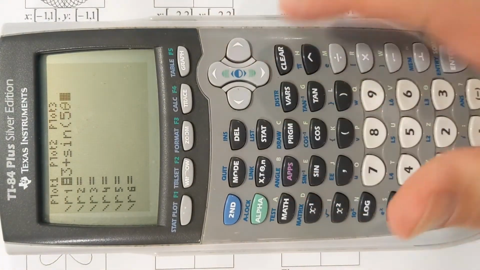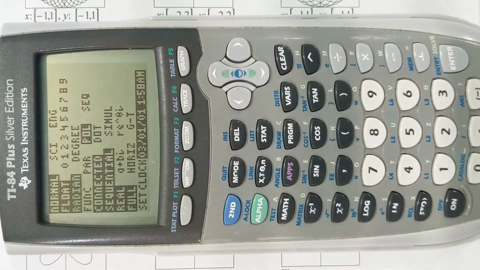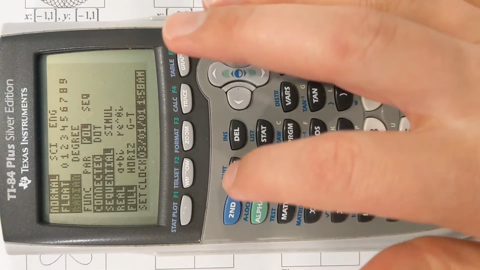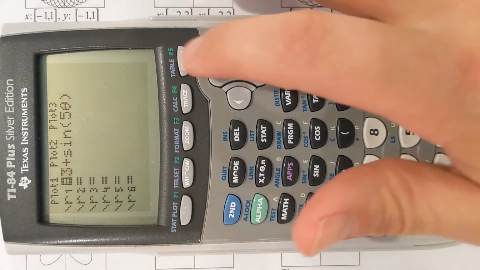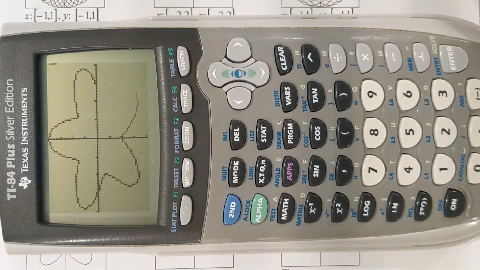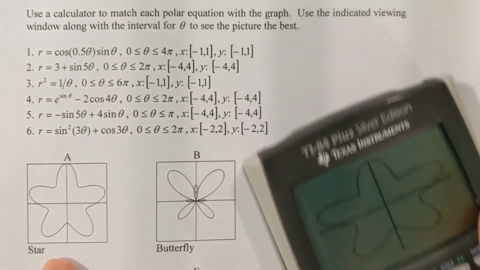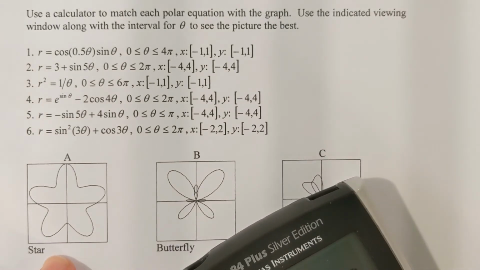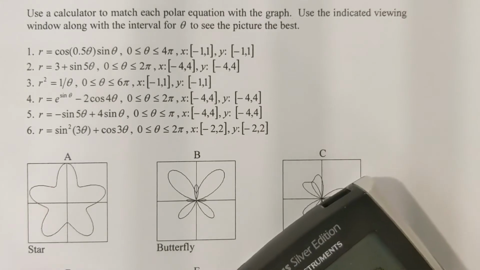Another thing I'd want to mention here just before we do that, make sure that you're in radian mode. If you're in degree mode, the graphs are not going to look anything like what they need to look like here. Okay, so make sure that you're in radian mode for what we're doing. Hit graph. Okay, and we end up getting a star. Okay, so equation 2 is going to be matched with A that we see there.